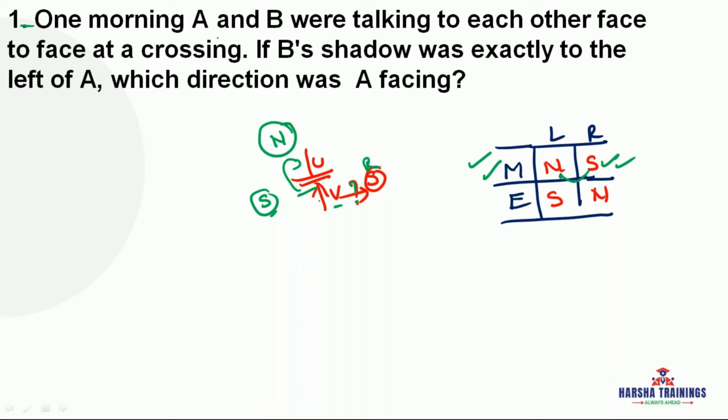So, talking to each other face to face at a crossing. B's shadow was exactly to the left of A.